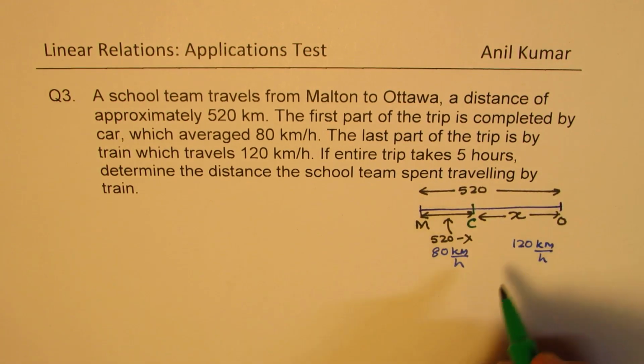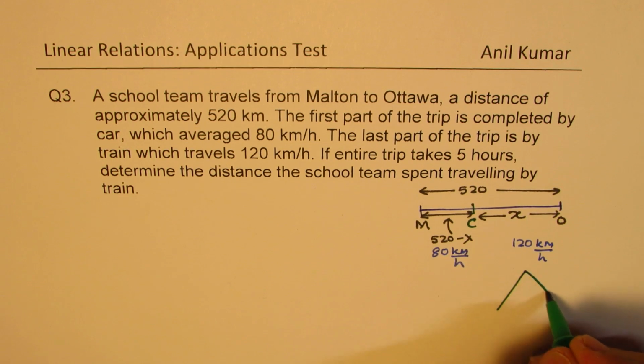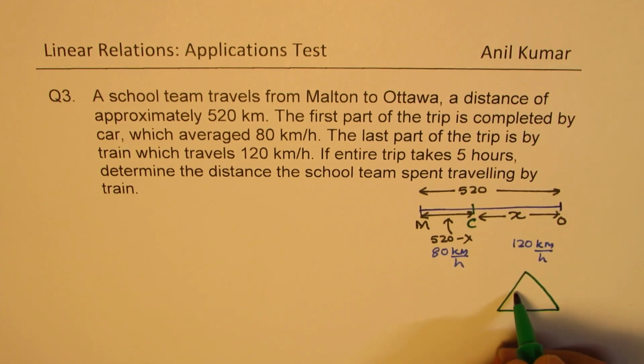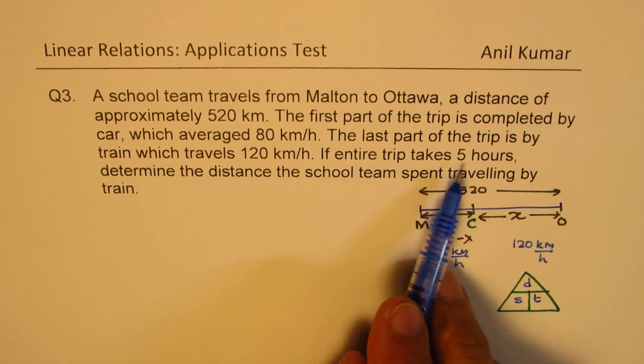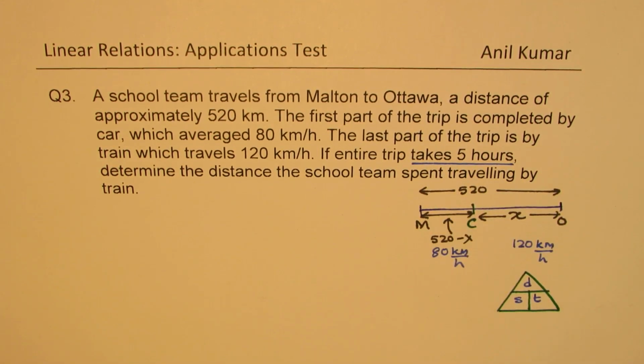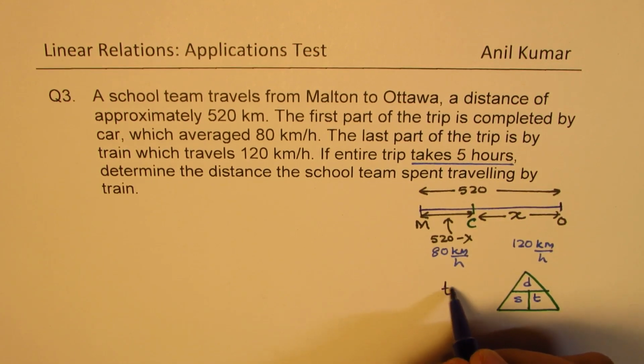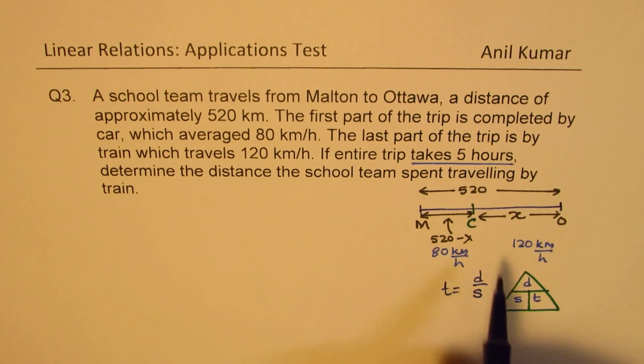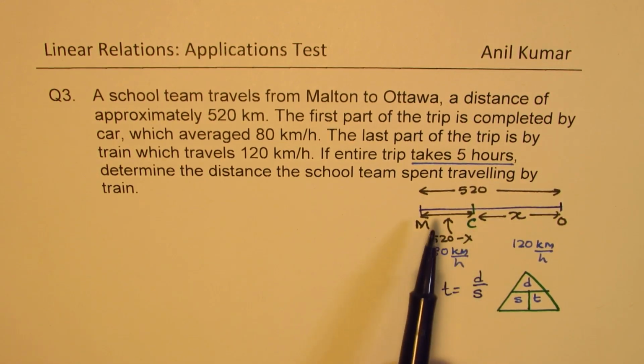And the distance, speed, time triangle we also know, right? That helps us to relate distance, speed and time. Since we are given the total time of 5 hours, we can write from here that the relation is time is equal to distance over speed. So we can add both the times to 5. That is what we will do, right?